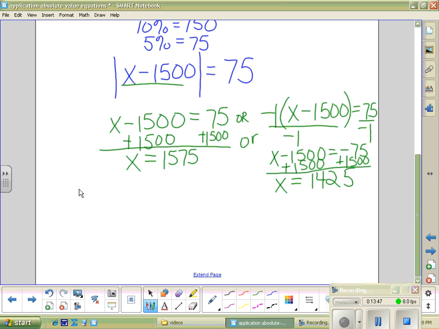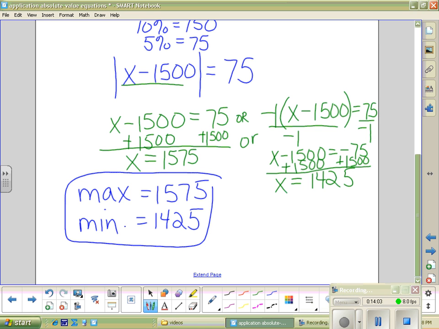Make sure that when you write your final answer that you include the max is the 1,575. We need to understand that maximum means the most, and then minimum is your 1,425. So this is the best way to finish your answer here.